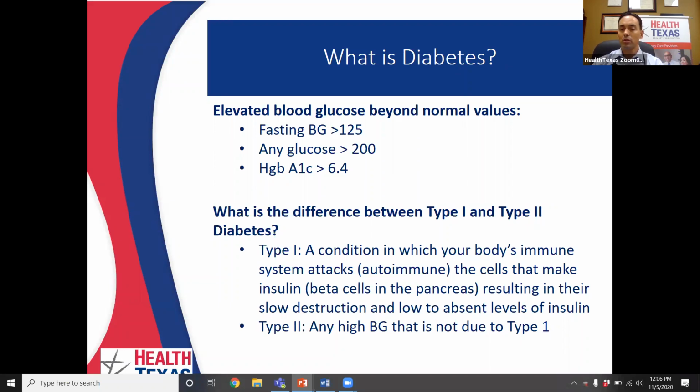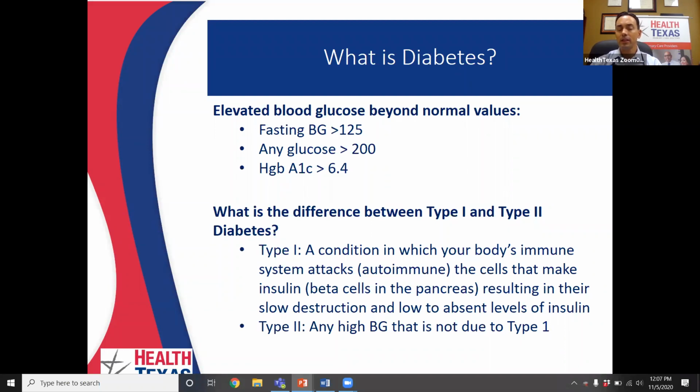So a person's blood sugar should really never be above 200, no matter what they've eaten, even if they've eaten poorly. So if you have friends or family that maybe do a random blood sugar check, anything above 200 would be concerning for diabetes.